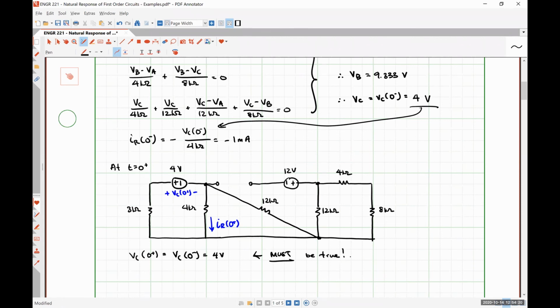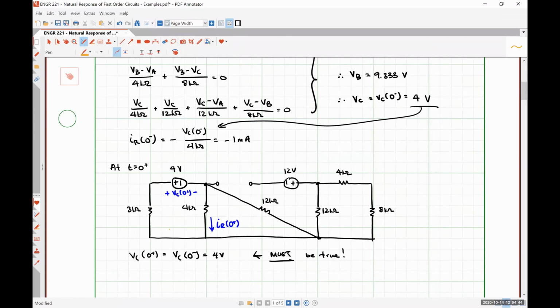So how might we go about solving for our current IR at 0 plus? Mesh analysis. Okay, that sounds perfectly reasonable to me. How many meshes do I have? Let's start there.